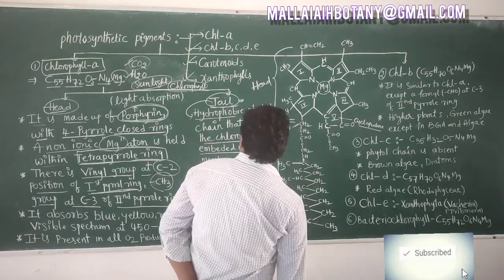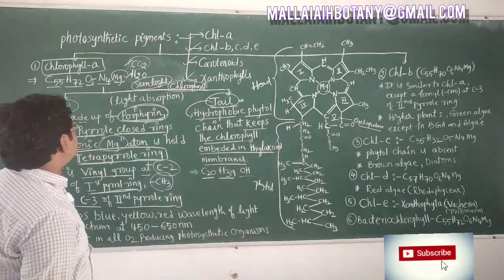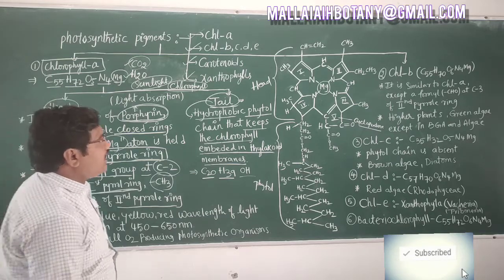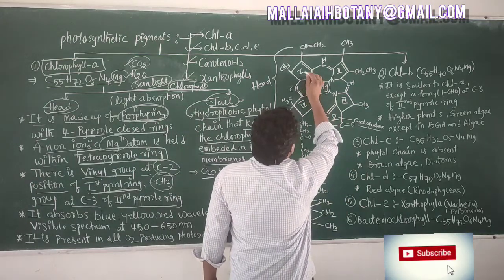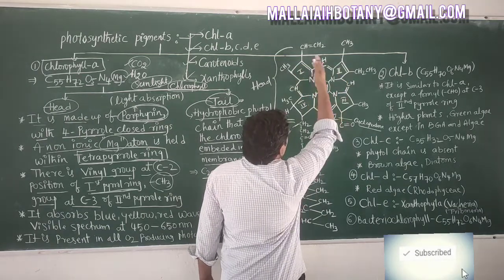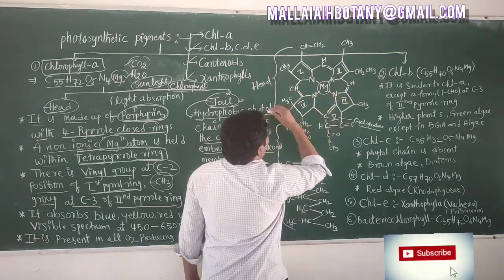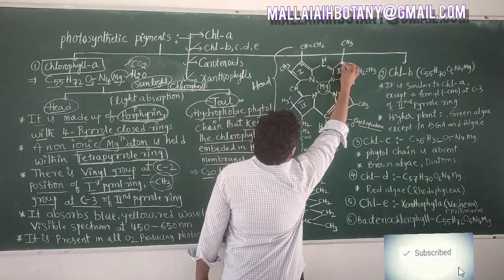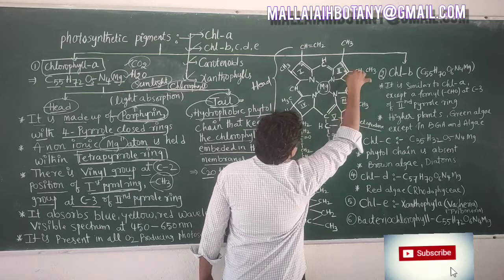Here, what are the main differences between chlorophyll A and chlorophyll B? In chlorophyll A, on the first pyrrole ring, we can draw the carbon numbers. This is the first carbon, this is the second carbon, this is the third carbon, this is the fourth carbon.